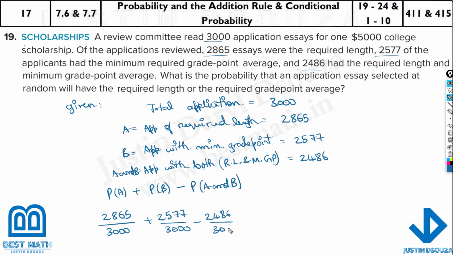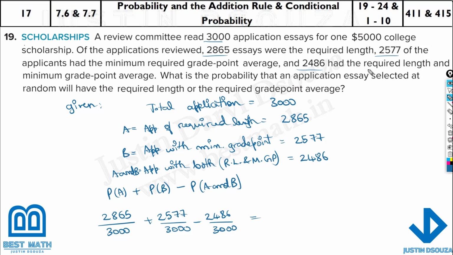This is it. This will be the answer. You can just put it in the calculator and you will get the answer. Here, a few important things. Write what is given. Then this is the formula. It's a standard formula. But here, remember, whichever is told, over here, the minimum grade points and the required length.